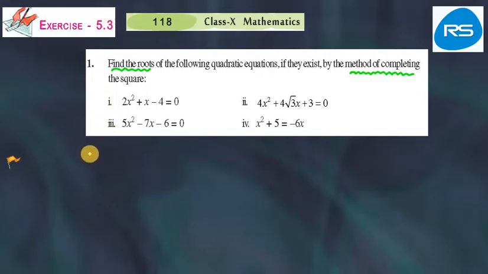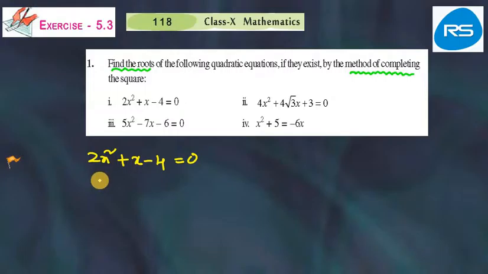Question number 1 is given as 2x square plus x minus 4 is equal to 0. First, we will divide by 2. Why? Because we need the x square coefficient to be 1. So first we will divide this equation by 2 on both sides.